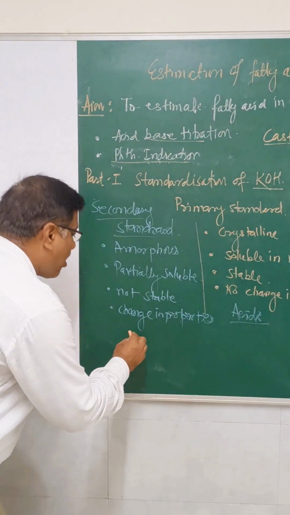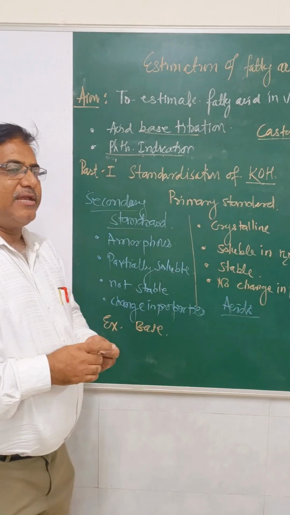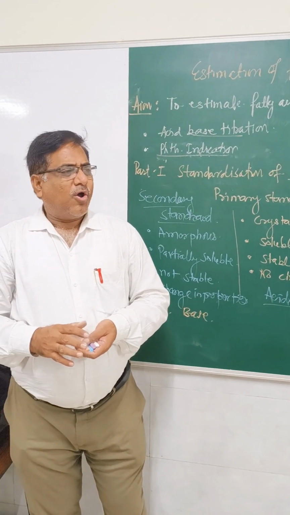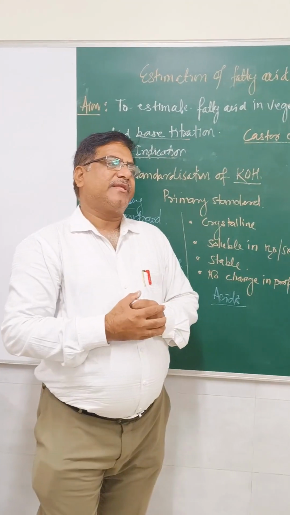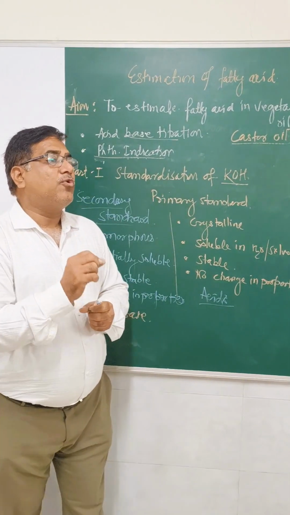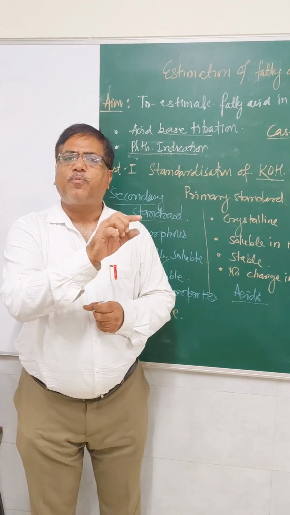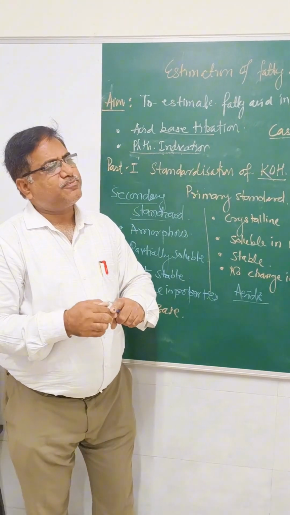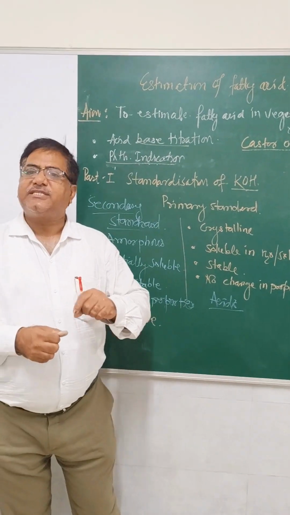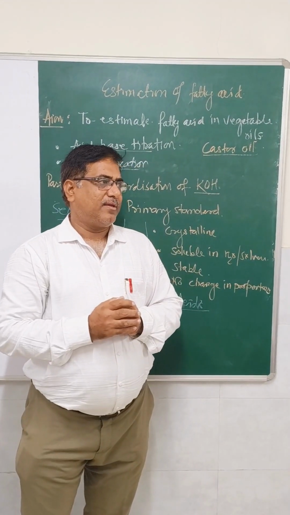In this one, all bases. Examples are all alkalis like NaOH, KOH, calcium hydroxide, magnesium hydroxide. They are all secondary standards. It means at the time of titration, you must know about its normality. If it is labeled as, suppose, 0.1 and the solution was prepared 2 days before and you are using it today, you must know whether it is 0.1 or not, because it is a secondary standard chemical.